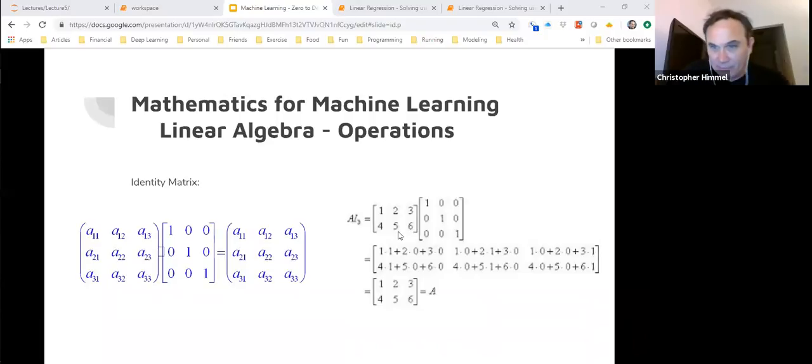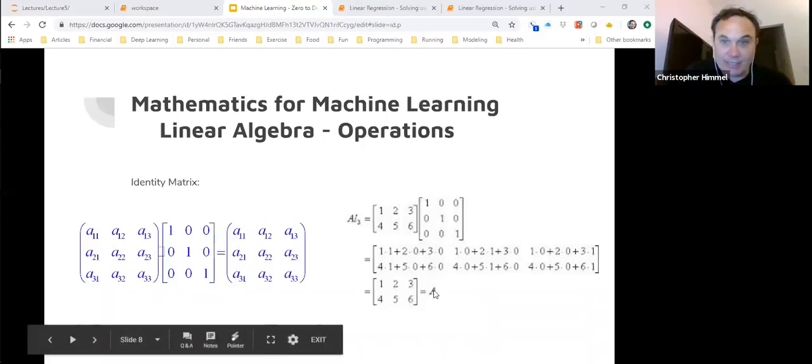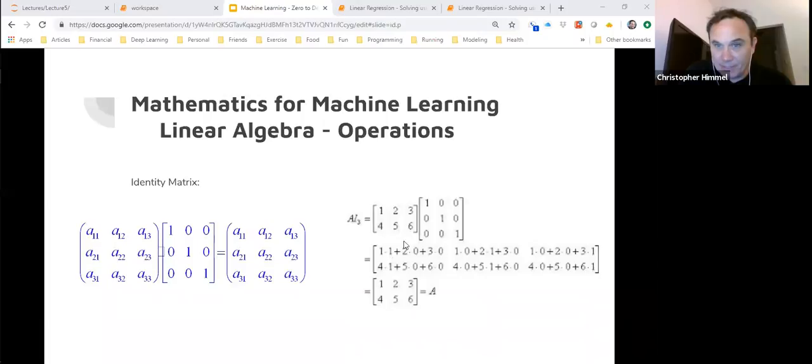If you take a look at this multiplication, here I've got a 2 by 3 matrix. I'm going to multiply that by a 3 by 3. 2 by 3 times a 3 by 3 equals a 2 by 3. And it equals the same thing. And you can see here, taking this row by this column gives me this one, this row by this column gives me this one, and so forth and so on.